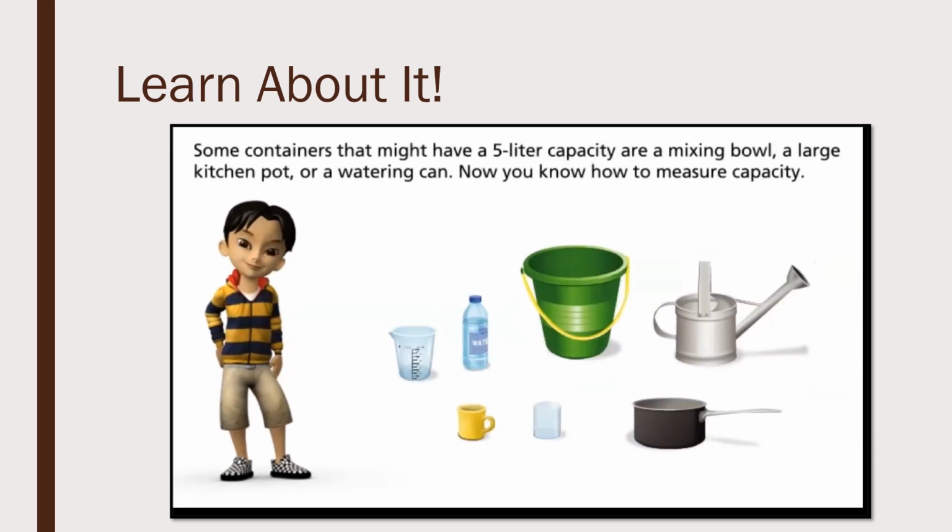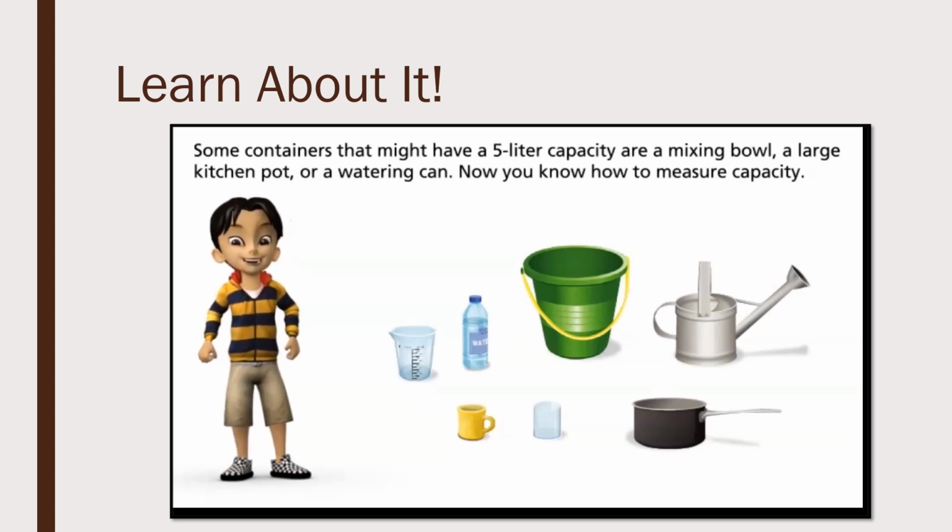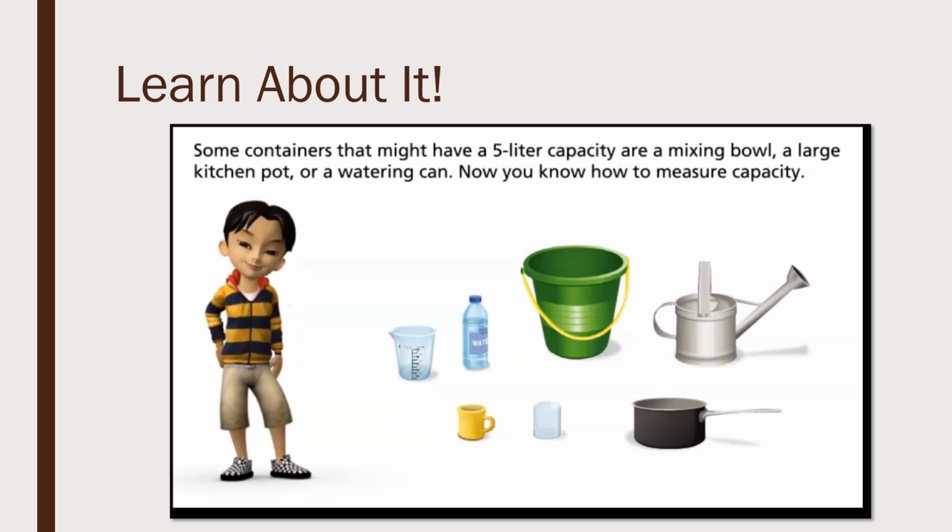Some containers that might have a 5-liter capacity are a mixing bowl, a large kitchen pot, or a watering can. Now you know how to measure capacity. We can also think about the liters and milliliters, right? So if we have 5 liters, how many milliliters do we have? If we know that 1 liter is 1,000 milliliters, then 5 liters has to be 5,000 milliliters.